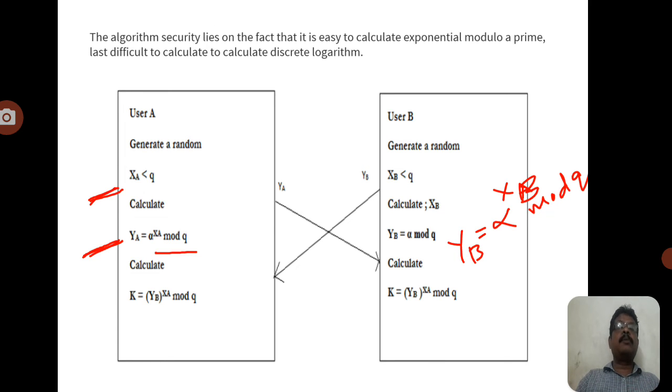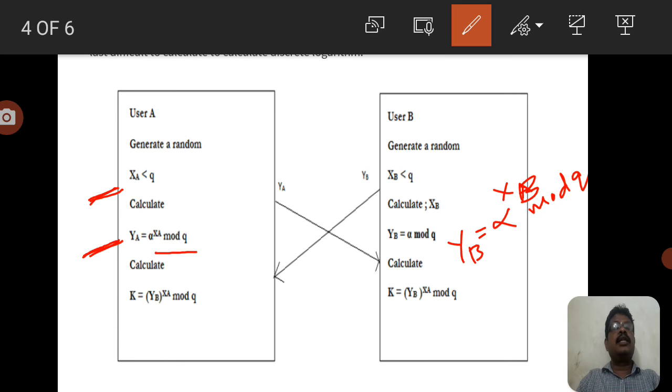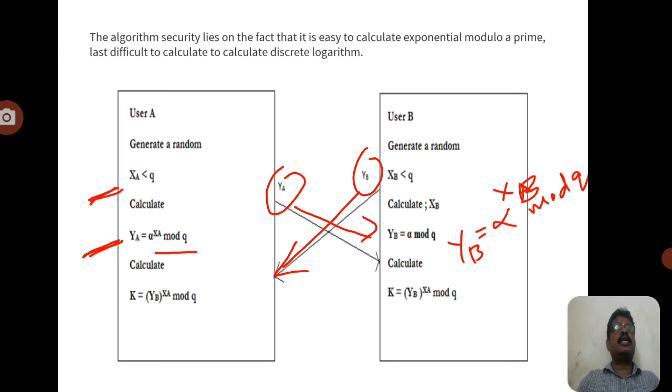Now the public key of user A is YA, and the public key of user B is YB. So both keys YA and YB are exchanged. You can observe that YA of user A is distributed to user B, and YB of user B is distributed to user A. So YA is transmitted to user B, and YB is transmitted to user A.